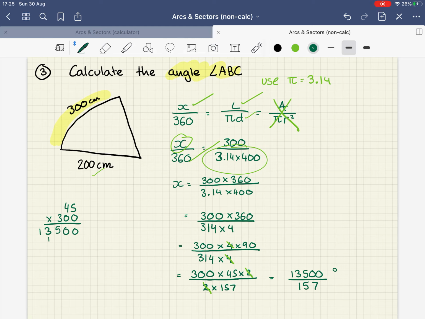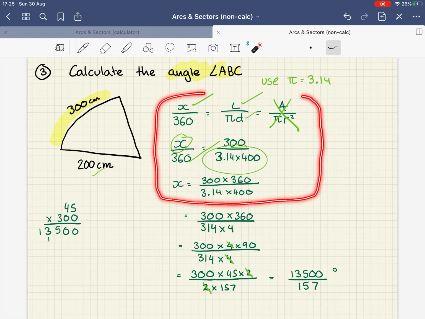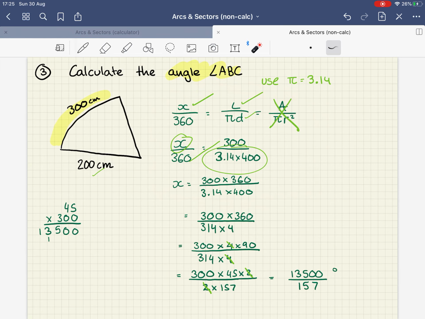Now, with the simplifying part in the non-calculator, that is definitely the trickiest part. But if you can at least get to this stage here, where I've identified my fractions and I've rearranged it, those 2 steps are usually the first 2 marks out of 3. So if you can at least get down to this point here, don't get thrown off by the fact it's a non-calculator. You can still pick up some really nice marks in the exam. Let me know if there are any issues, and good luck.